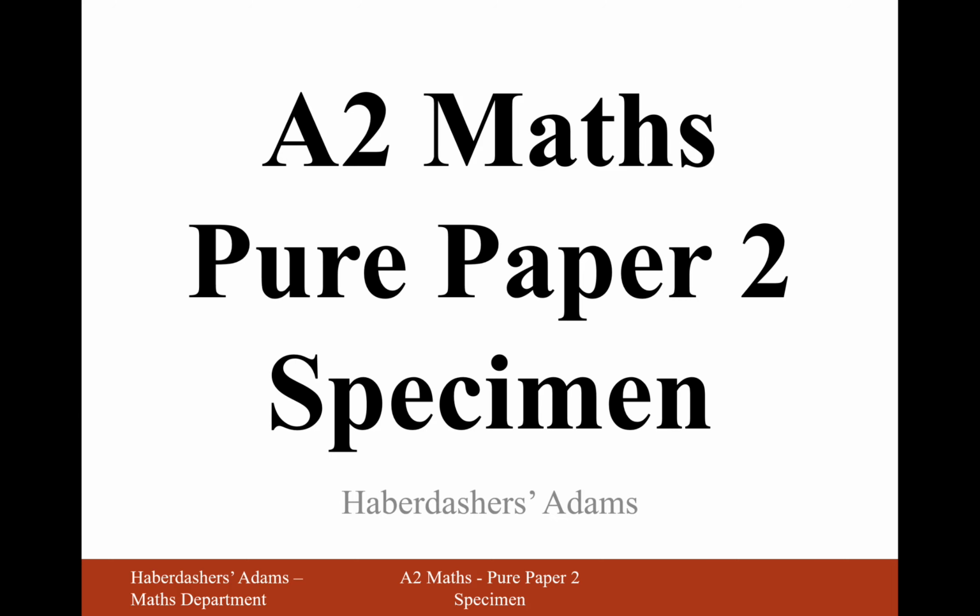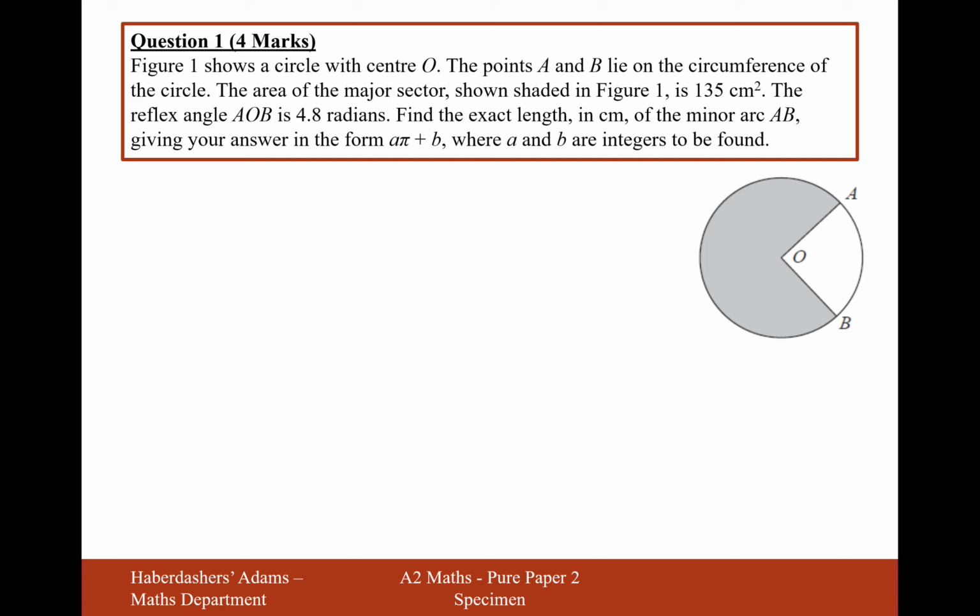We're on Specimen paper 2 and here we're looking at question 1, a radians question, an arc and radians question. So figure 1 shows a circle with centre O. The points A and B lie on the circumference of the circle. The area A of the major sector, the bigger sector, the one on the left hand side here, shown in figure 1, has an area of 135 centimetres squared.